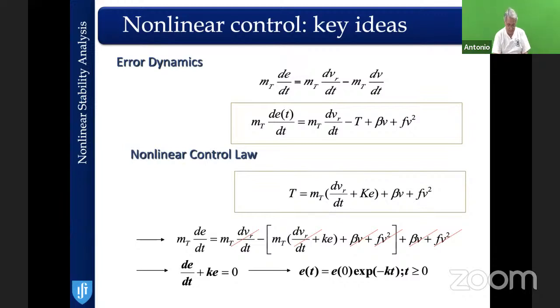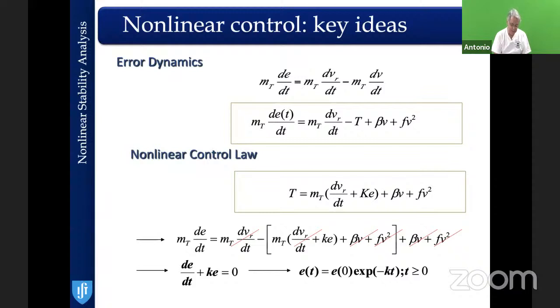So this means that if you have a VR that you want to track, all that you have to do is to implement a control law whereby the thrust is given by the derivative that you know. It's also proportional to the error between the true speed and the desired speed. And you also sort of feed back the true velocity. And this works.